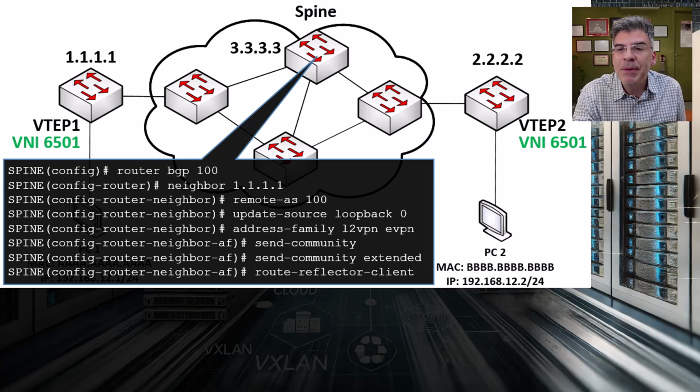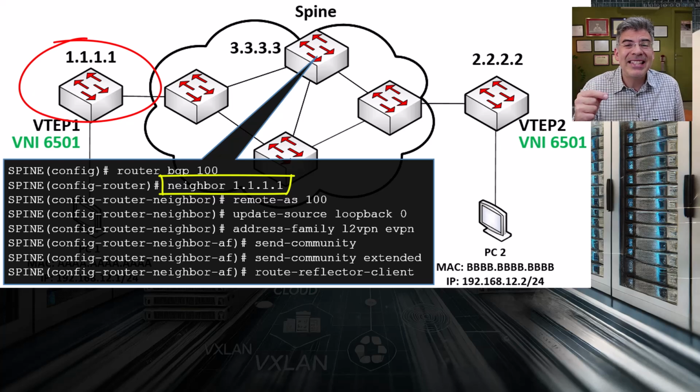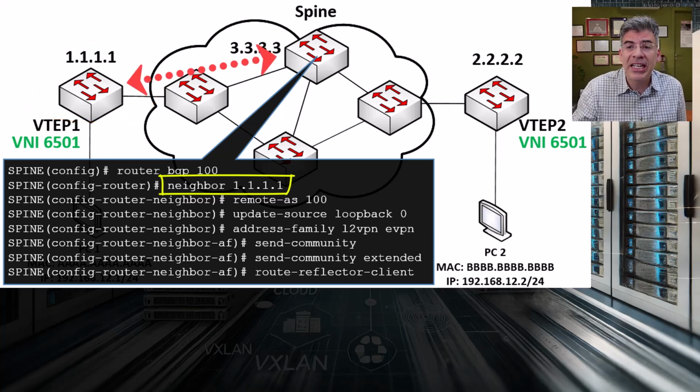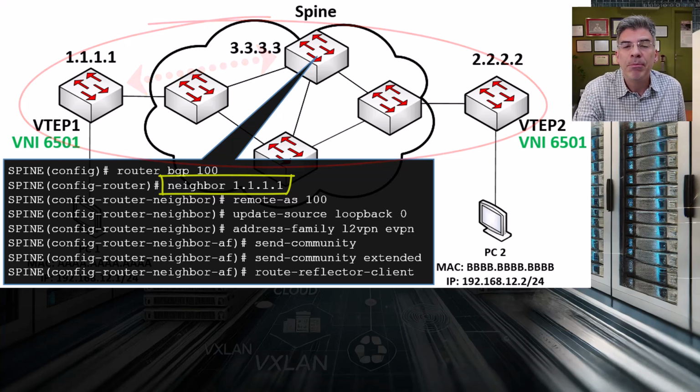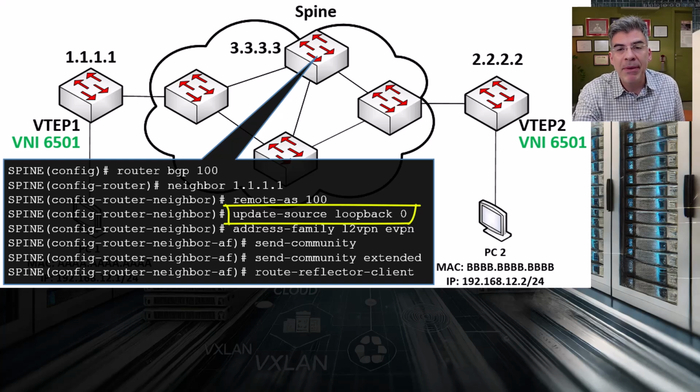We start off by entering the BGP configuration mode and specifying the BGP AS number, which in our case is 100. Then we specify the BGP neighbor that we are configuring. In this case, our neighbor is VTEP1. Now remember, this is an iBGP topology, and for iBGP, you don't need to have your neighbors directly connected. On the contrary, all the BGP peers in here must have a full mesh BGP peering. Now under the neighbor configuration, we configure the remote AS, which is also 100, and that's what makes it iBGP. And we configure the spine to use the loopback 0 interface as the source of the BGP messages.